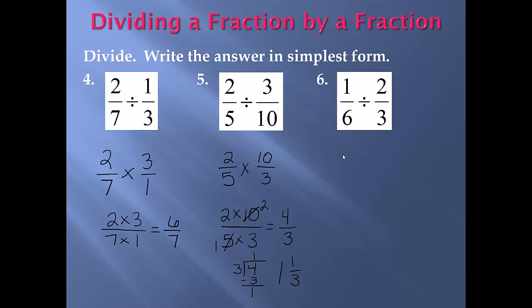And now for number 6, we have 1/6 divided by 2/3. So our first fraction will stay the same. It stays 1/6. And then we will multiply by the reciprocal. So our division sign becomes multiplication, and we need to invert 2/3. So we'll have a 3 for the numerator and a 2 for our denominator. Remember that invert means that we would flip it over. Now we can go ahead and multiply. For the numerators, we have 1 times 3. And for our denominators, we have 6 times 2.